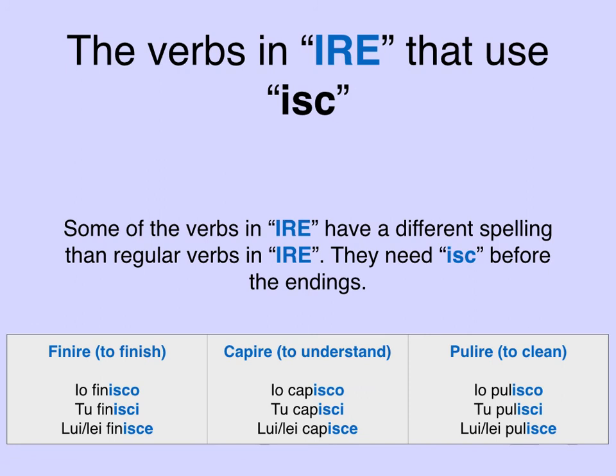Okay, now we also have verbs in ire that need the use of isc. So, let's have a look at the verbs so you can understand. Let's have a look at the verb finire. So instead of having io fino, tu fini, lui, lei fine, we need to add isc to the stem. Io finisco, tu finisci, lui, lei finisce.